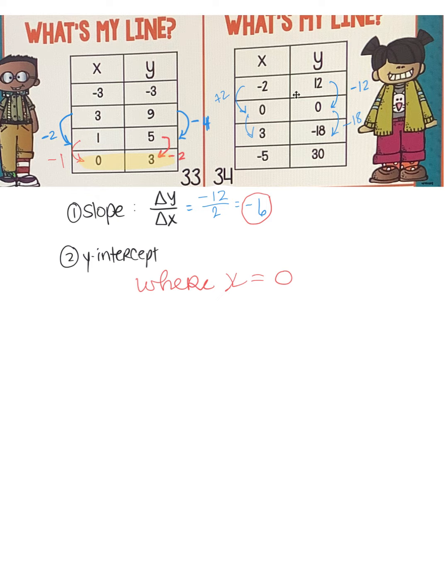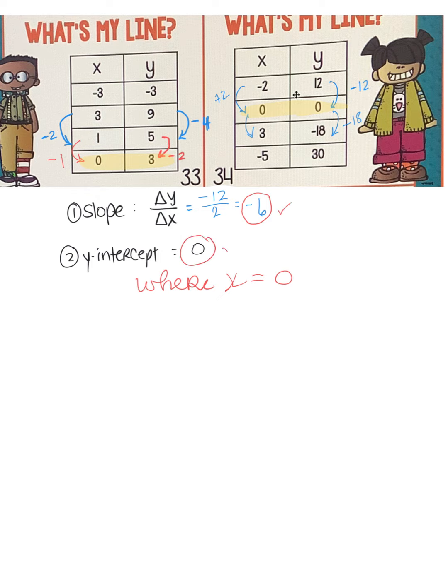For our y-intercept, again, they're really just giving us the y-intercept. Remember, it's where x is 0, and in this case, y is also 0. How weird is that? So our y-intercept is 0. And we're ready to write our equation.